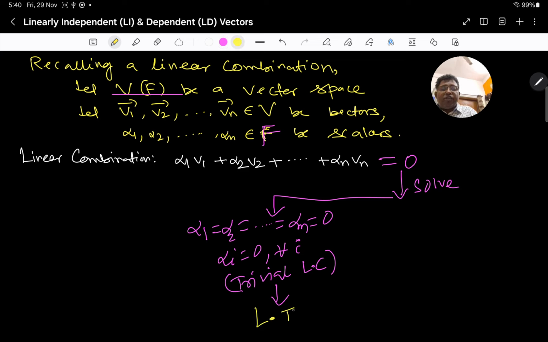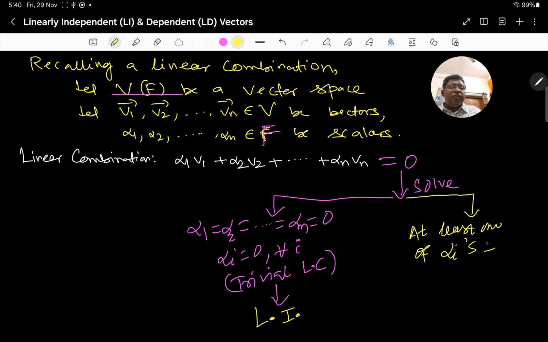Whenever this linear combination is trivial, we call it linearly independent. In short, I am writing LI, linearly independent. Now after solving, if at least one of the alpha i's is not equal to 0, then this combination is a non-trivial linear combination, and this leads to linearly dependent.